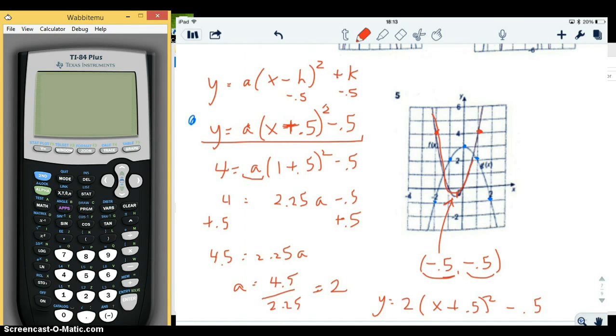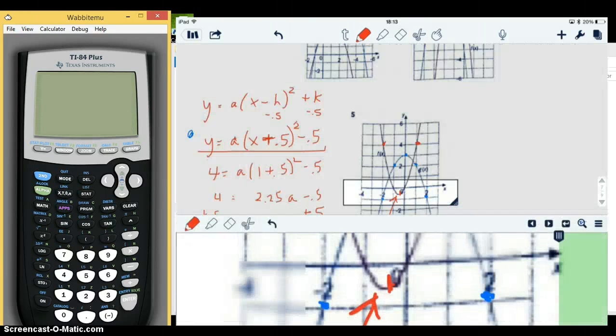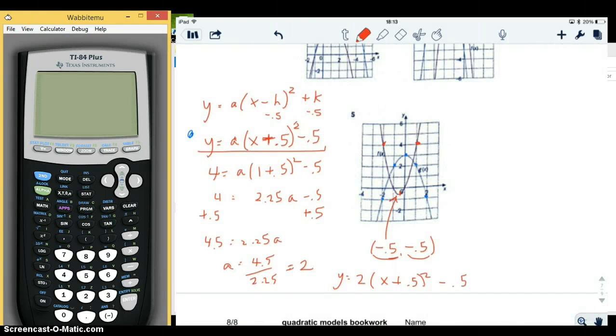But we don't know what the width is, and it doesn't look like a standard parabola. If we look at it, we can see that if you go from this point to the first point, it doesn't look like it goes over 1 and up 1. It looks like it goes up a little bit more. And if you go 2 over, it's definitely going up more than 4. So it's not a standard width parabola.